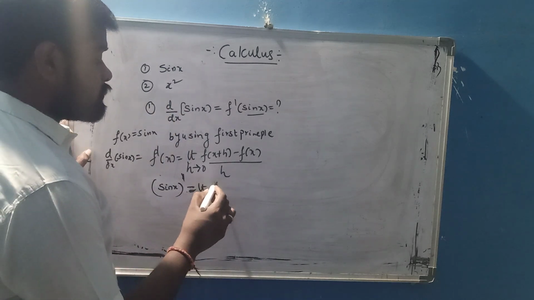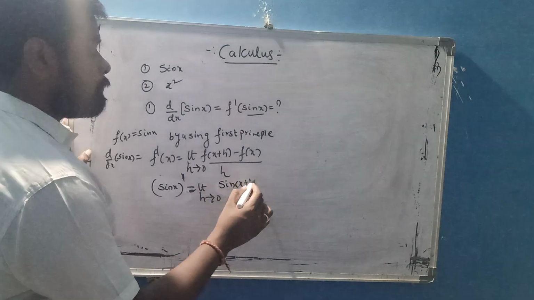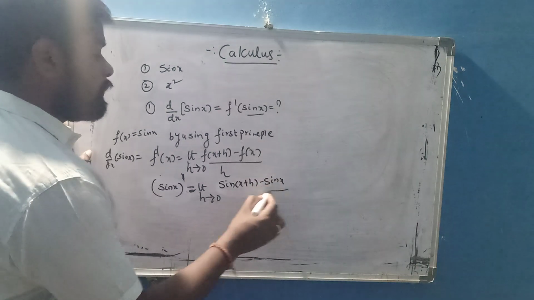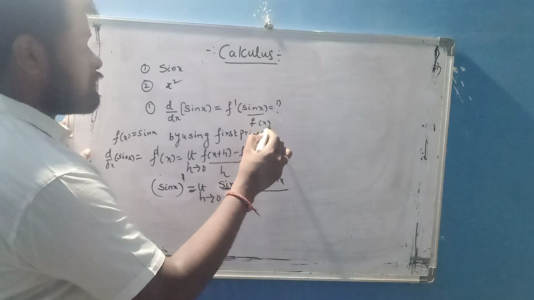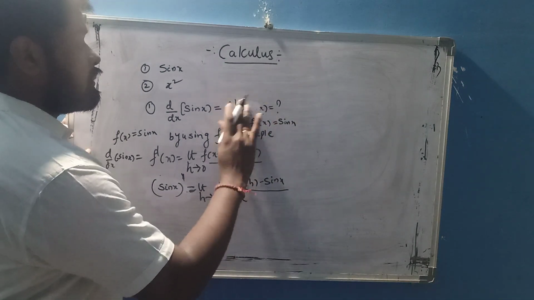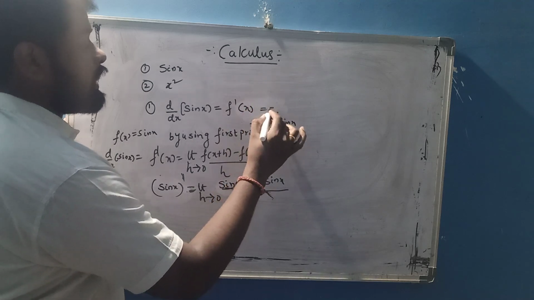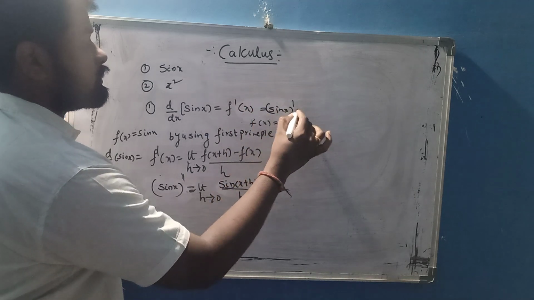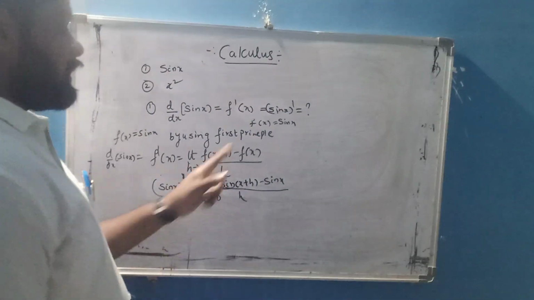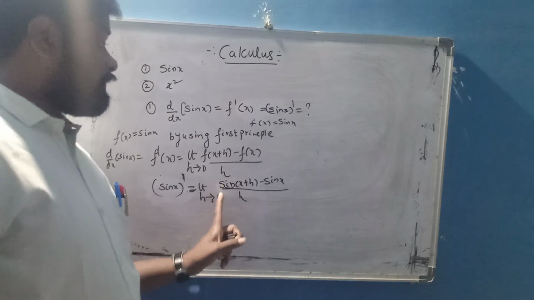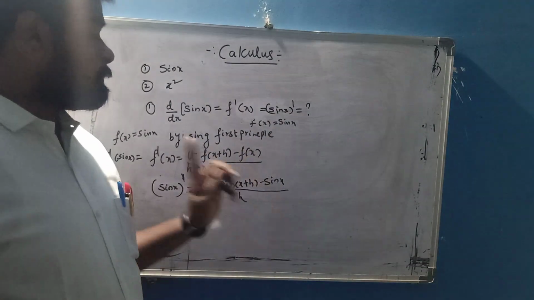Limit h tends to 0, f of x plus h, means here also sin of (x plus h) minus sin x, by h. f of x equal to sin x. f dash of x equal to sin x whole dash equal to how much? This is the question. So f of x equal to sin x means f of x plus h equal to how much? Sin of (x plus h).